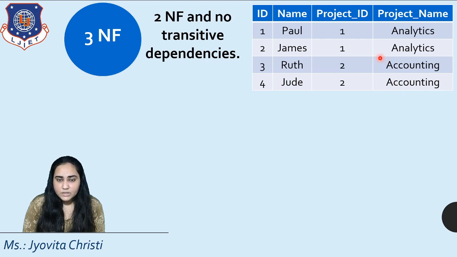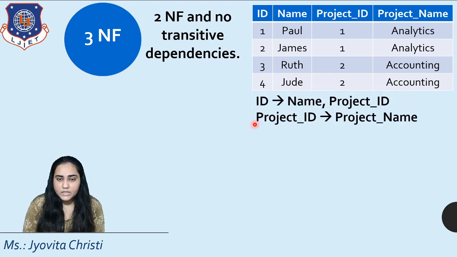And now the functional dependencies that are present here are ID determines name and project ID, and project ID determines project name. So what's the meaning of this? ID determines name and project ID. This means if you are given the ID of somebody, you can tell who the person is and on which project ID that person is working.